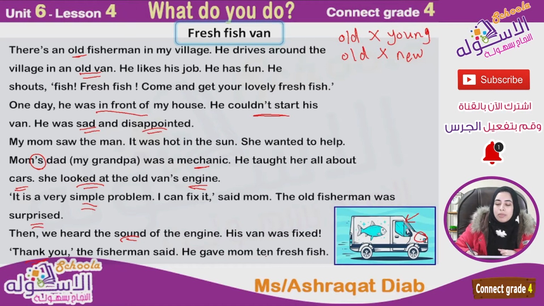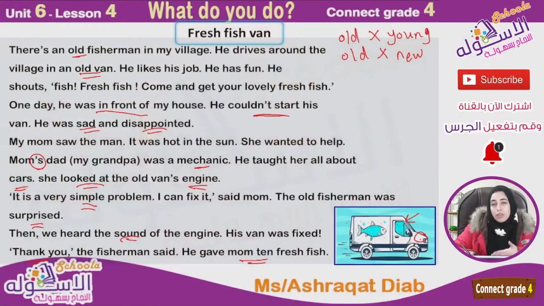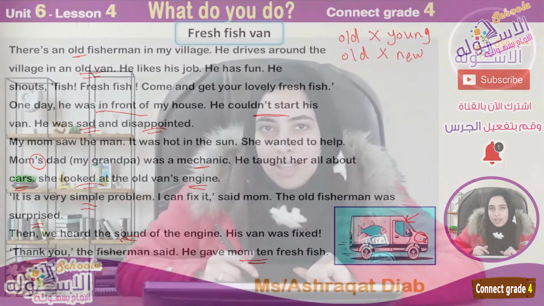He gave mom 10 fresh fish. And يعني عشان يعبر عن شكره لمامته, شكره المام يعني. So he gave her 10 fresh fish. اداها 10 fresh fish. Okay? So, I think it's a lovely story. Well, now let's move to answer the following questions.